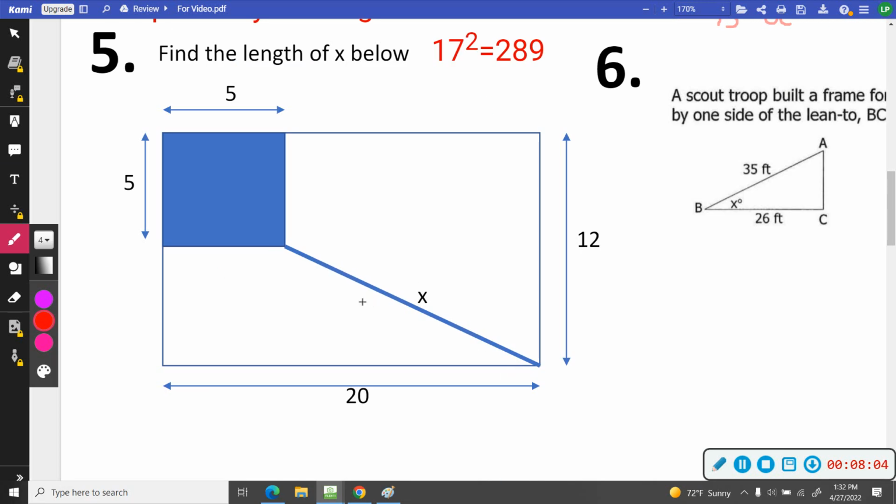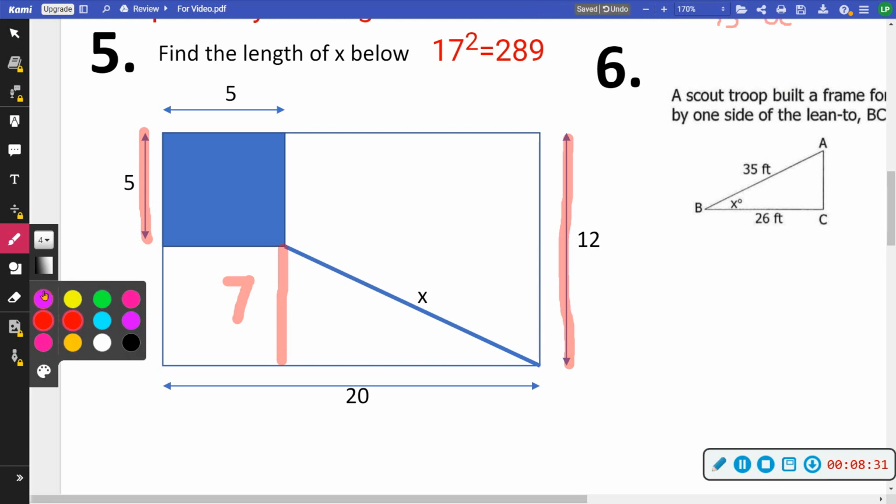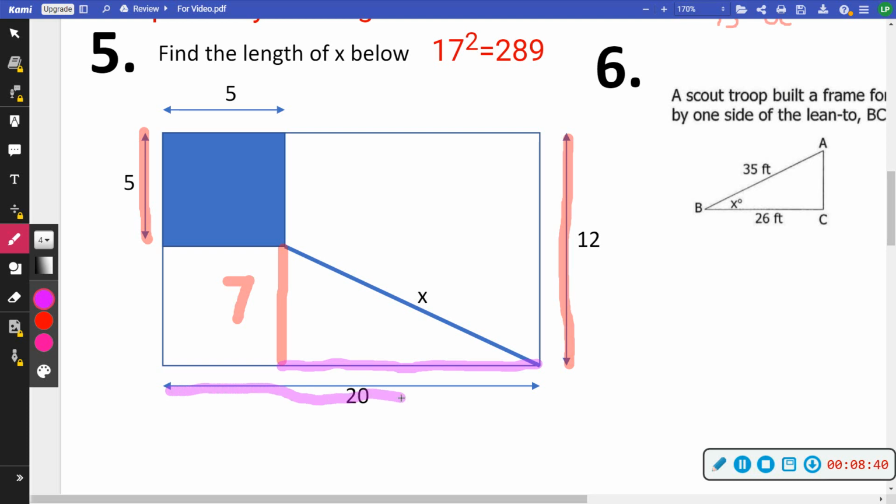They say find the length of x. When I'm looking at this, where my brain goes is if I could just find the length from here to here. To find that length, I know that if this is 12 and that's 5, you take away 12 minus 5, that'd be 7. So this is 7 from here to here. And then, if I could find the length from here to here, which I can because the whole thing is 20 and this part is 5, that would be 15.